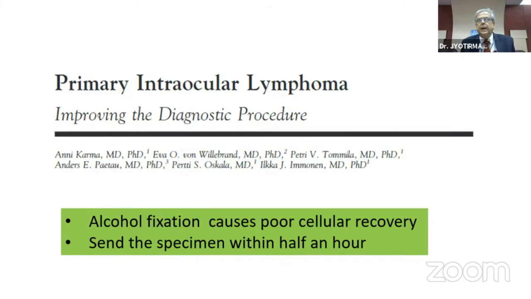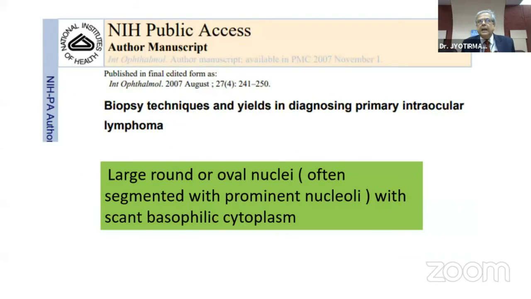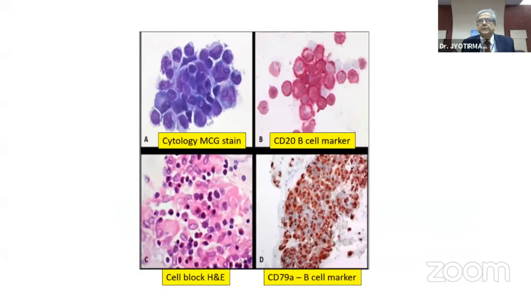Primary intraocular lymphoma: alcohol fixation causes poor cellular recovery. So send the specimens without any preservative within half an hour to the laboratory. And what we see, the pathologist is allowed round or oval nuclei, often segmented, with prominent nucleoli and scant basophilic cytoplasm. This shows lymphoma cells with pleomorphic large lymphocytes with large nuclei.